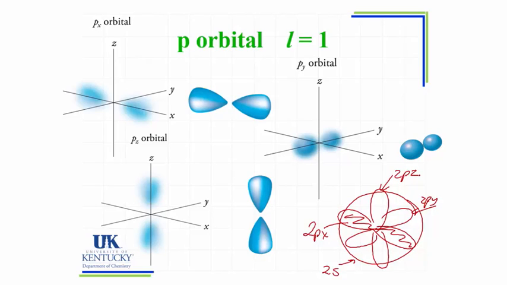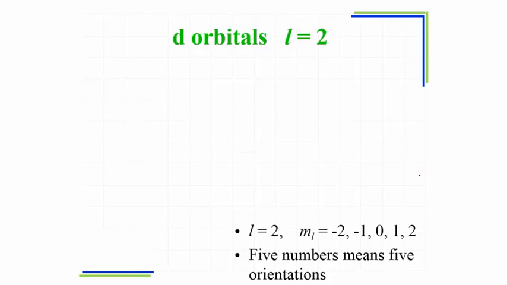Let's move on to the d's. Now when l is equal to 2, we are talking about the d subshell. That is the d subshell. These define the 5 orientations in space, the 5 different ways that you will find these orbitals. So let's look at each one of them.